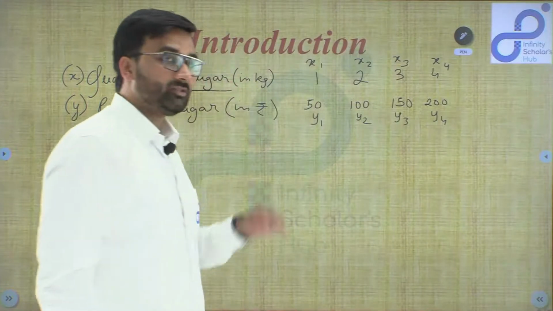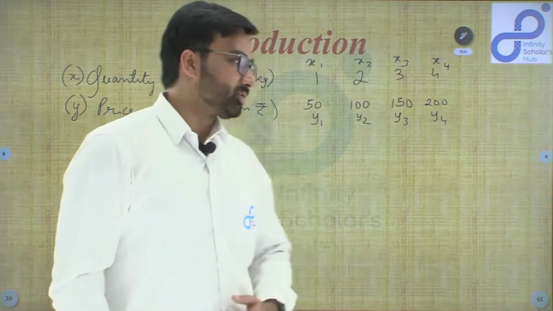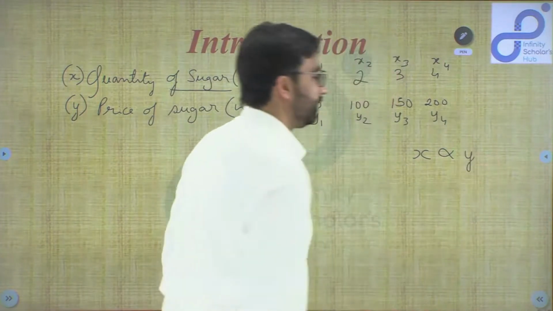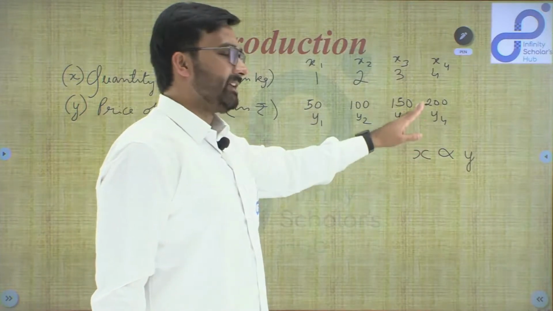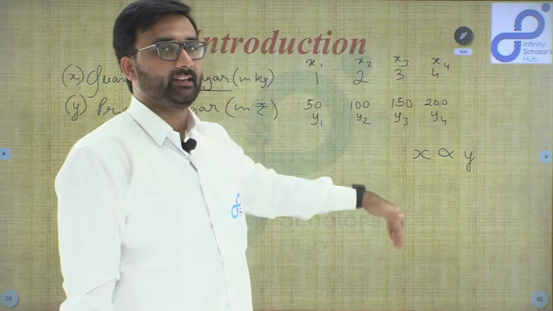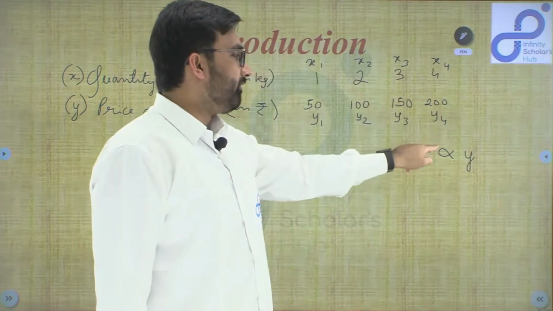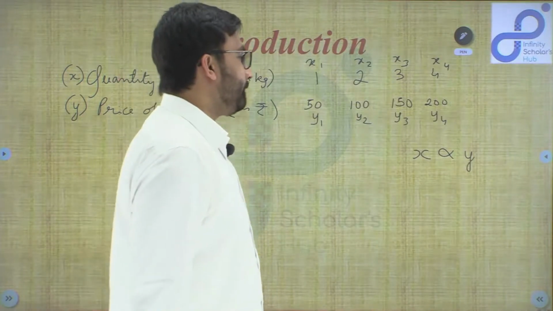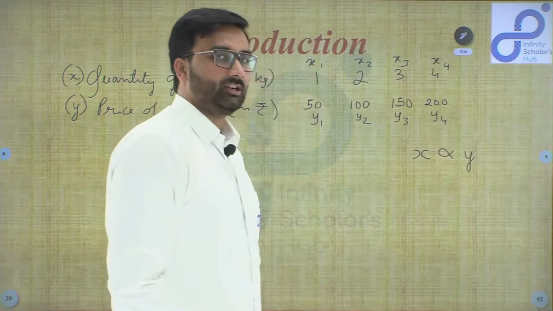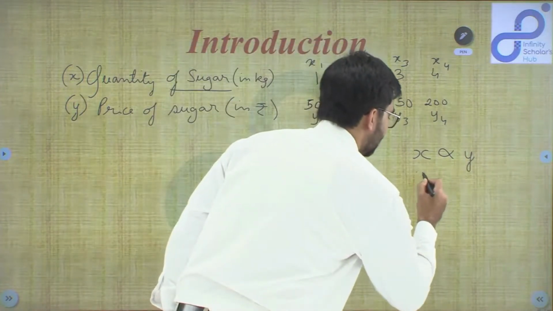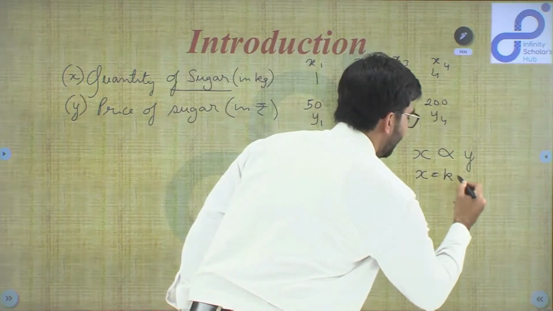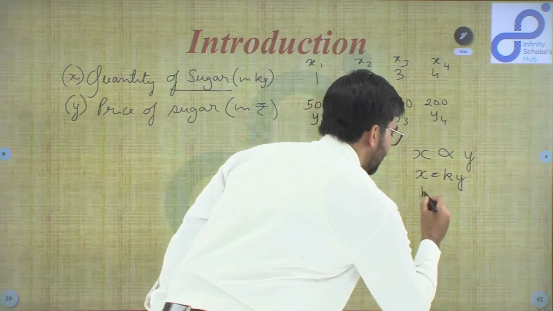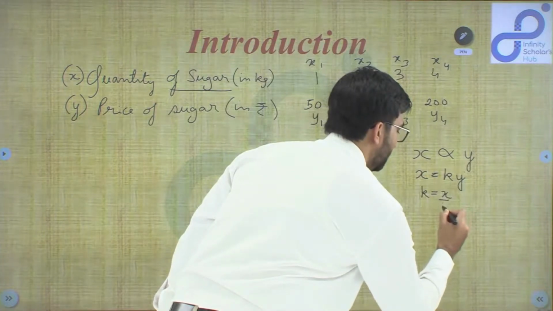Now see, when I say that the two quantities are in direct proportion, the meaning of that is x is directly proportional to y. That means as x increases, y will also increase, and if x decreases, y will also decrease. Now if you wish to remove this proportionality sign and replace it with an equal to sign, then you need to multiply y with a constant which is called k. So I can write this as x equals k into y, and I can write this as k equals x upon y.